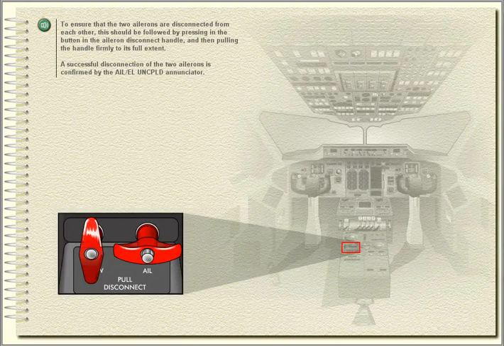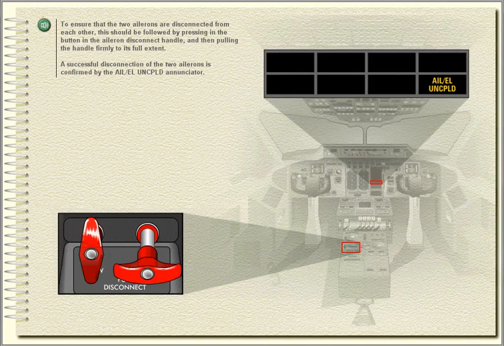To ensure that the two ailerons are disconnected from each other, this should be followed by pressing in the button in the aileron disconnect handle, and then pulling the handle firmly to its full extent. A successful disconnection of the two ailerons is confirmed by the aileron elevator uncoupled annunciator.